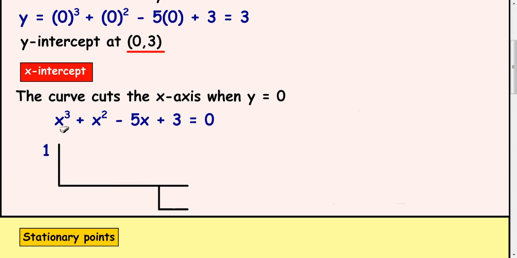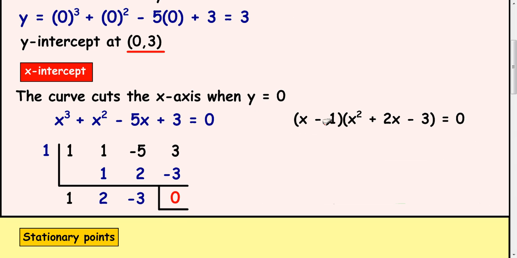So coefficients are 1, 1, negative 5 and 3. Drop the 1 down, then multiply by 1. Add together 2 and multiply by 1 to get 2. Add together to get negative 3. Multiply by 1 to get negative 3, and there you have your remainder 0.